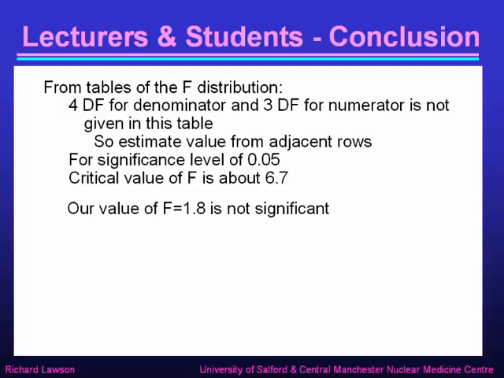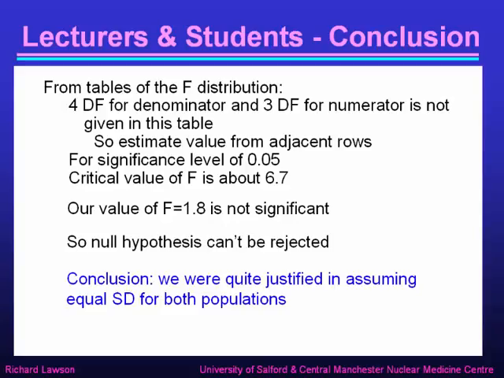If you remember, our F was 1.8, so it's not reached significance level. It's not exceeded the critical value of F, so we can't reject the null hypothesis. Well, actually that's good news, because it means that we were quite justified in assuming that the standard deviation for both populations was equal. We don't have any evidence to say that they were not equal, so our use of the t-test with equal variances was perfectly justified.